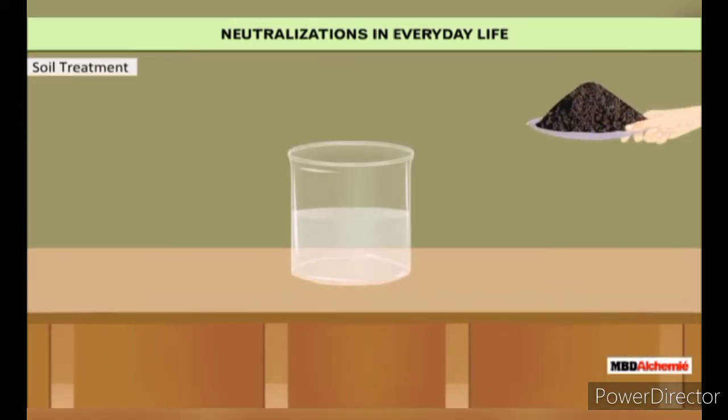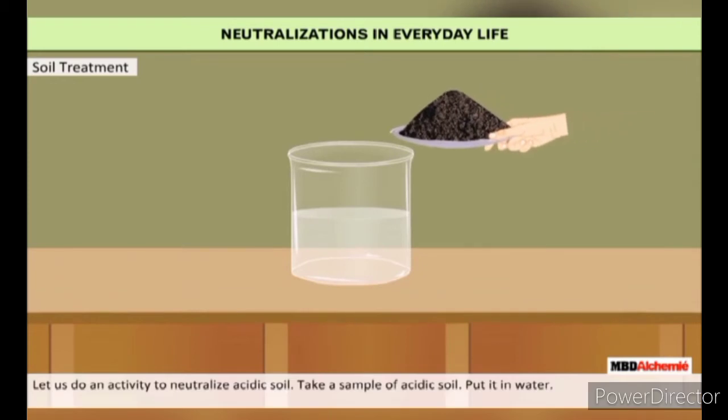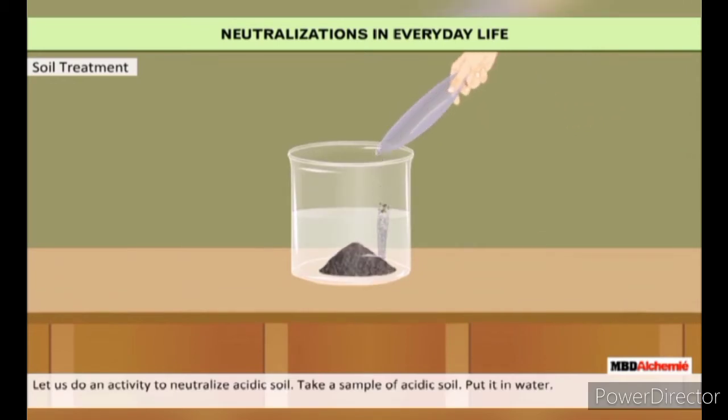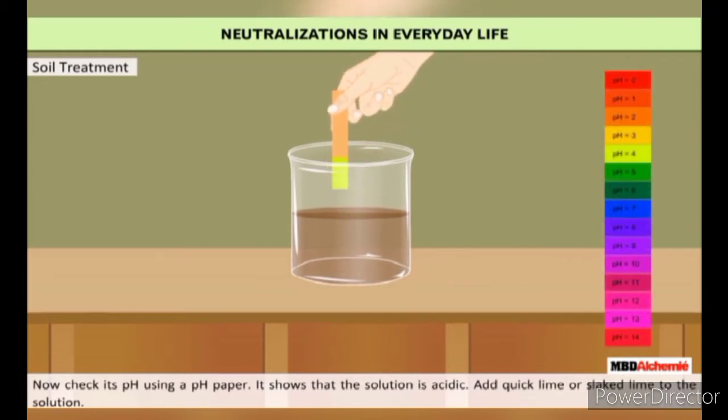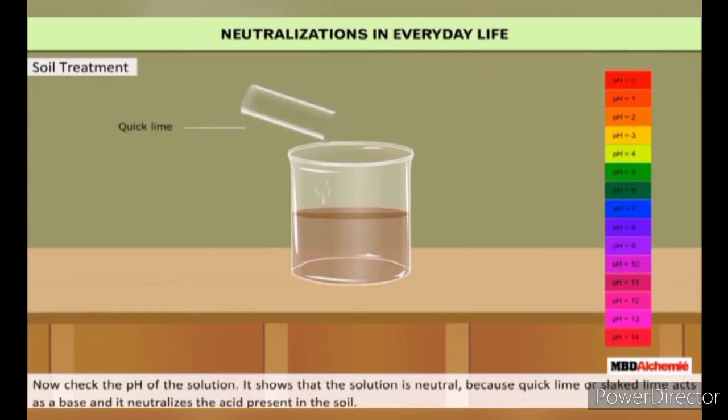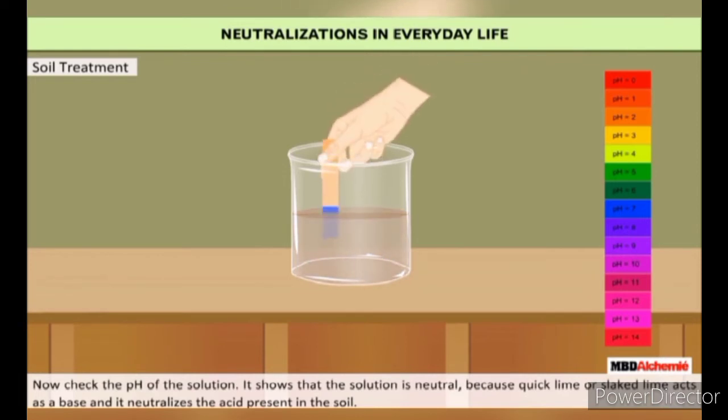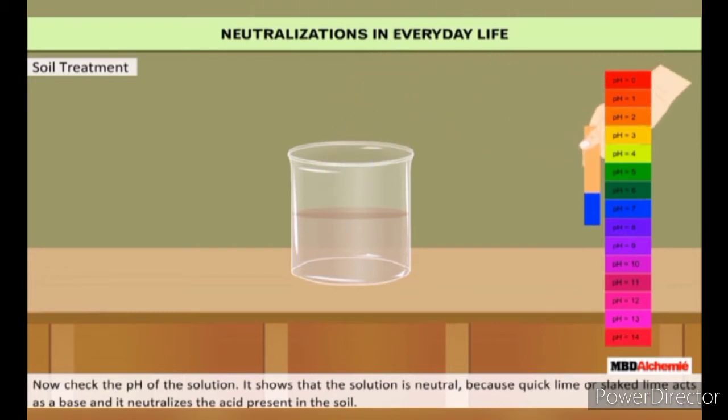Soil treatment. Let us do an activity to neutralize acidic soil. Take a sample of acidic soil. Put it in water. Now check its pH using a pH paper. It shows that the solution is acidic. Add quicklime or slaked lime to the solution. Now check the pH of the solution. It shows that the solution is neutral because quicklime or slaked lime acts as a base and it neutralizes the acid present in the soil.